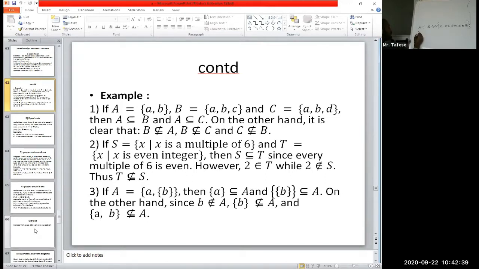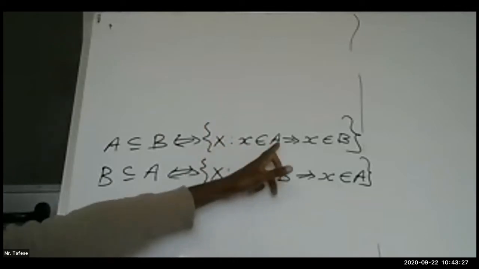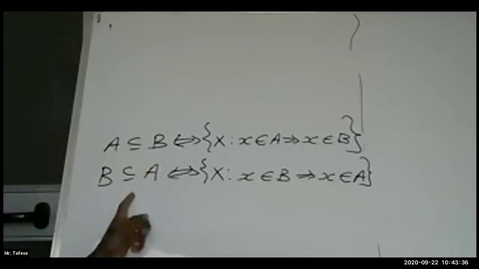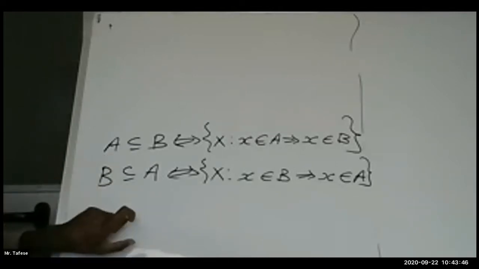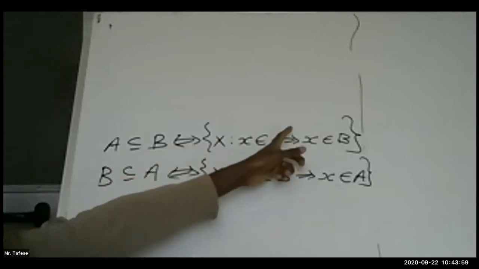What about B subset of A, if we are interested in expressing it logically? It will be the set of all x such that if x is an element of set B, then that x is an element of set A. If A is a subset of B, logically it can be expressed as the set of all x such that if x is an element of the first set A, then that x should be an element of the second set B. The same for the second one: B subset of A means the set of all x such that if x is an element of set B, then that x should be an element of the second set A. This is how subset is expressed using logical connectors like implication.